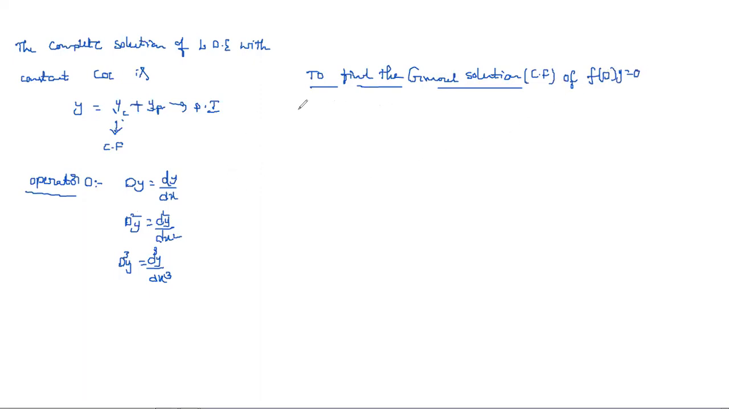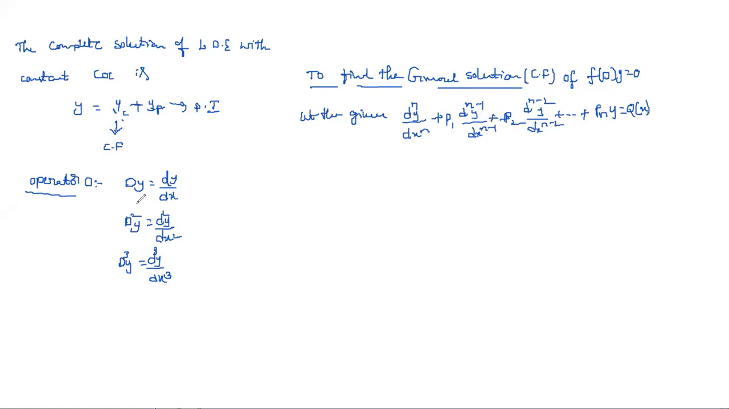It means let the given linear differential equation of nth order be d power n y by dx power n plus p1 into d power n minus 1 y by dx power n minus 1 plus p2 into d power n minus 2 y by dx power n minus 2 plus and so on, plus pn y is equal to q of x. So this is the given linear differential equation, where p1, p2 and so on up to pn are obviously constant coefficients. Let it be taken as equation 1.